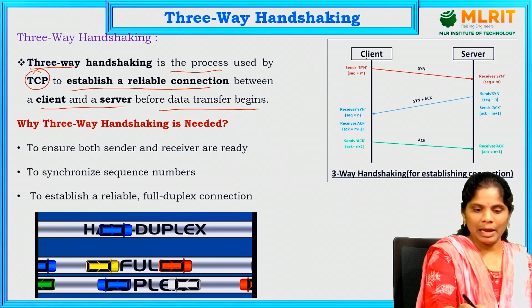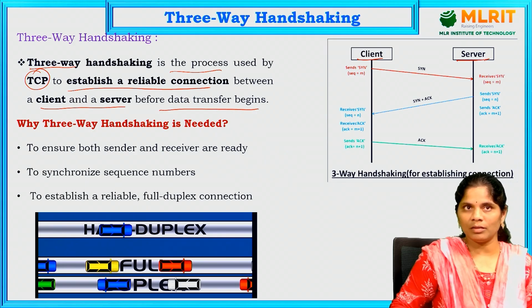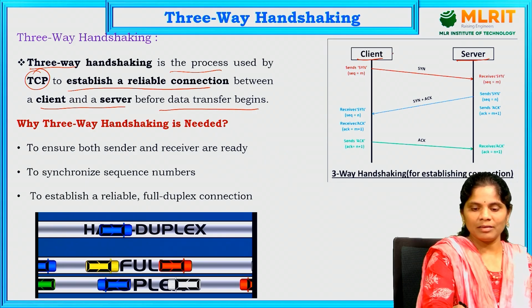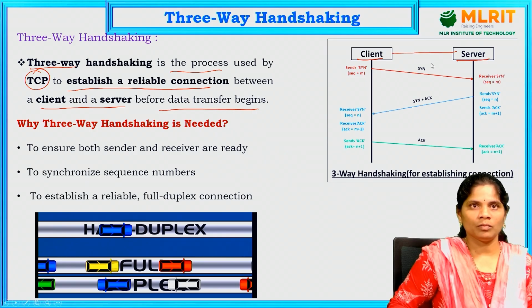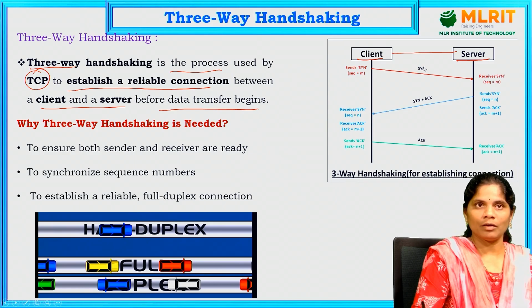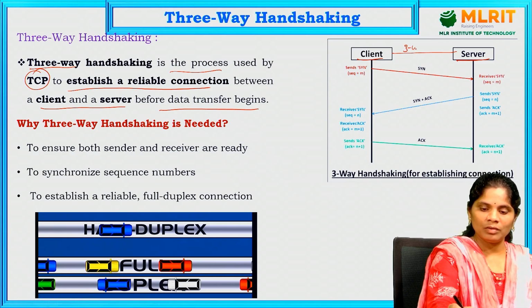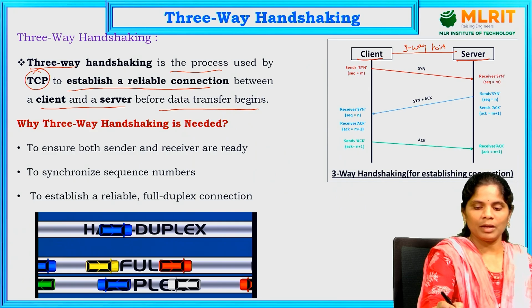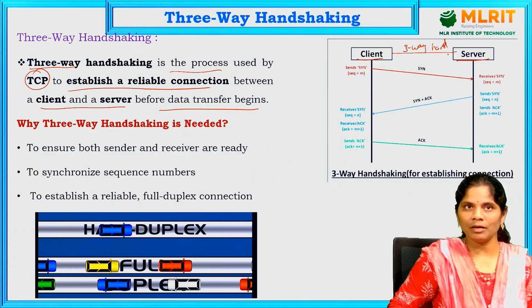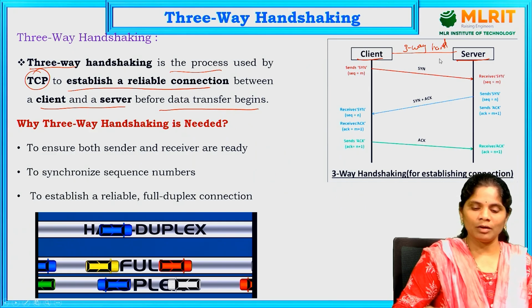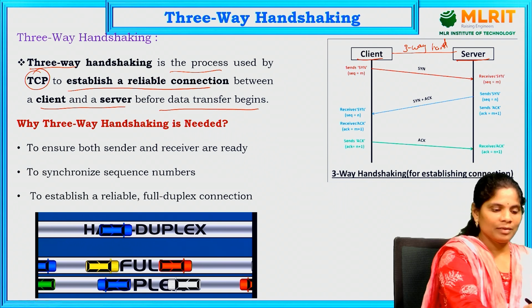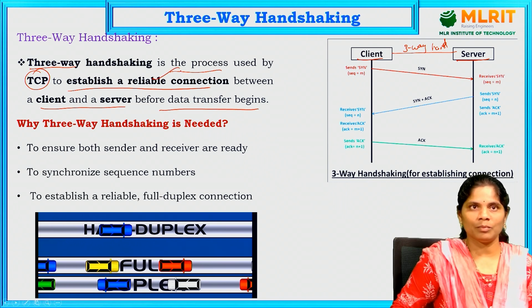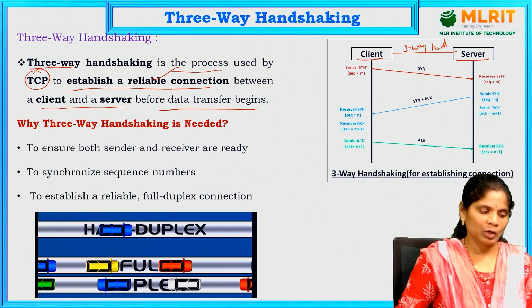So here the client and server are there. To establish the connection between these two before transferring the data, we are going to use the three-way handshaking method. We use this method mainly for establishing a reliable connection between the client and server.